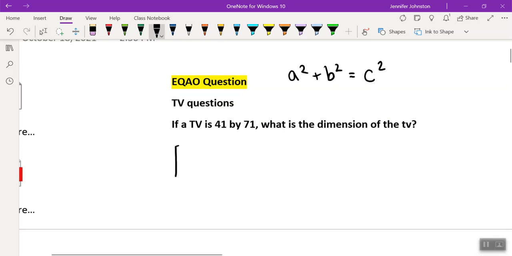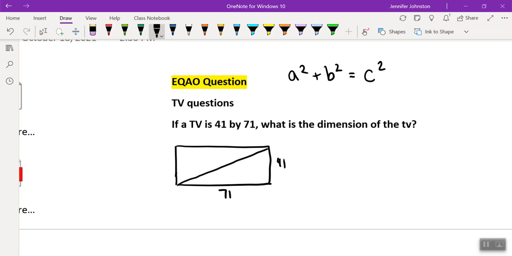So if you did have a TV, I'll even set it up for you too. If you had a TV that's 41 by 71, can you figure out this length? Can you figure out the hypotenuse? So pause the video and give it a try.